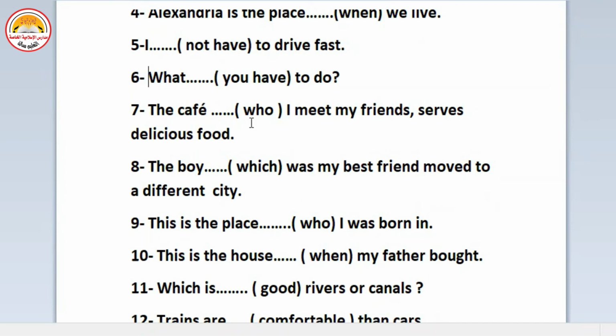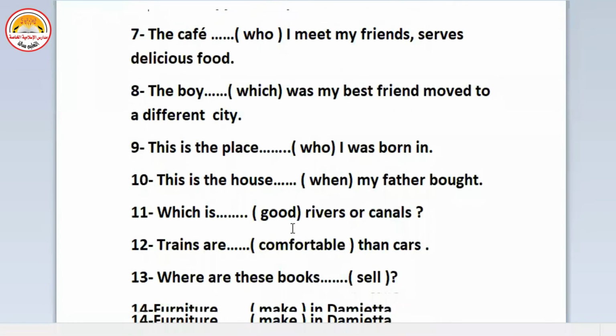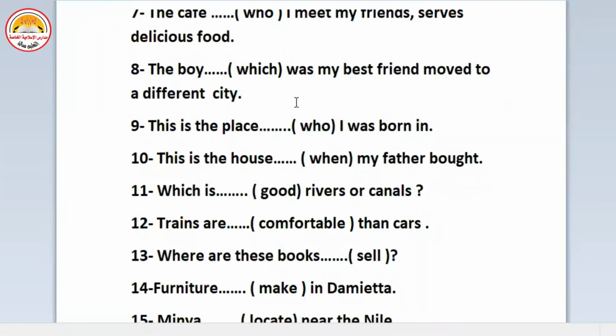Okay. Number 8, Yusuf. The boy who was my best friend moved to a different city. Who. Okay, thank you. It's correct. Thank you, Yusuf. So here, the boy who was my best friend moved to a different city.